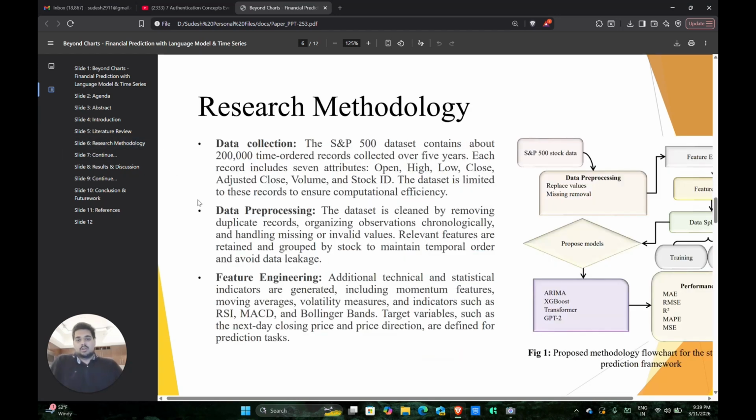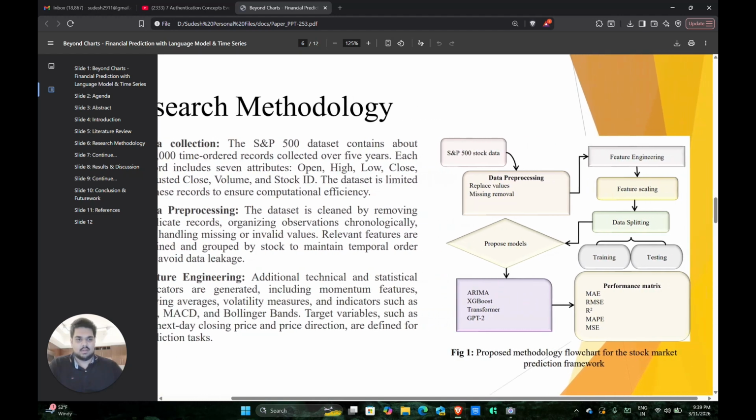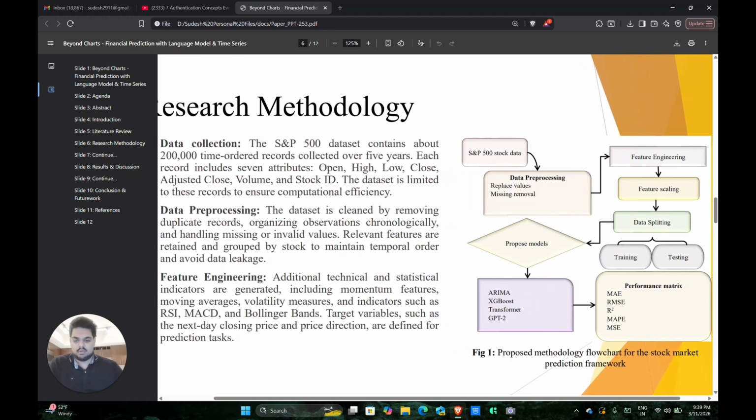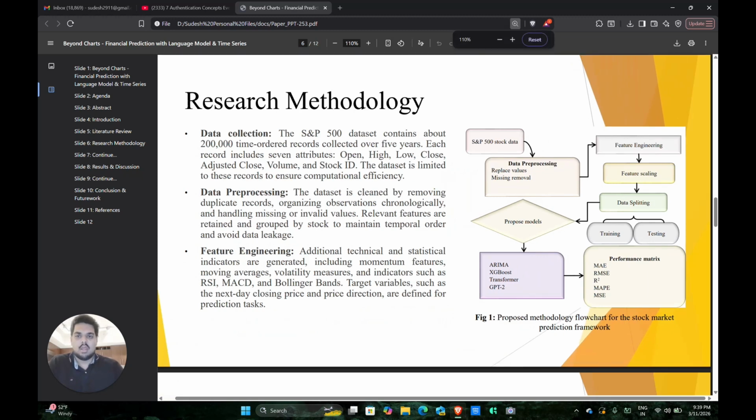Going to the research methodology. So for data collection, as would be evident, I used the S&P 500 data set instead of going with Nifty. For the data set, I used 200k time-ordered records over 5 years. Each record had seven attributes: the open price, high price, low price, close price, adjusted close price, volume, and stock ID. The paper discusses more about what adjusted close price is.